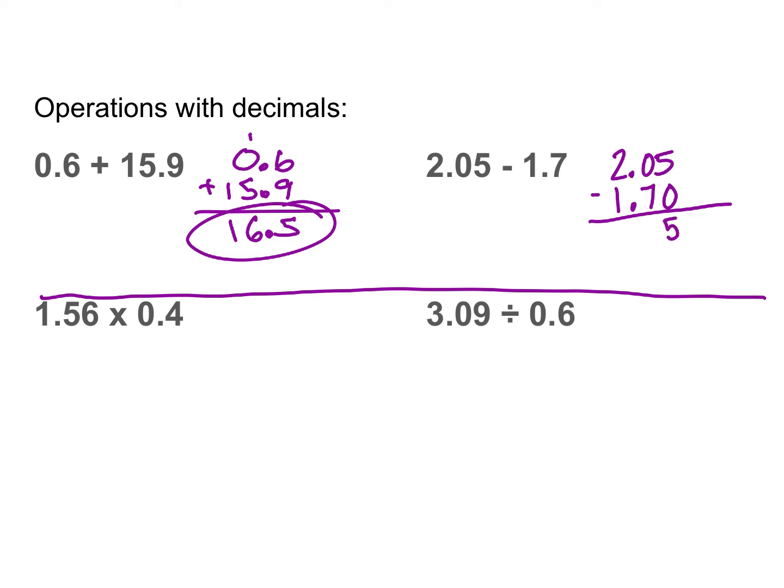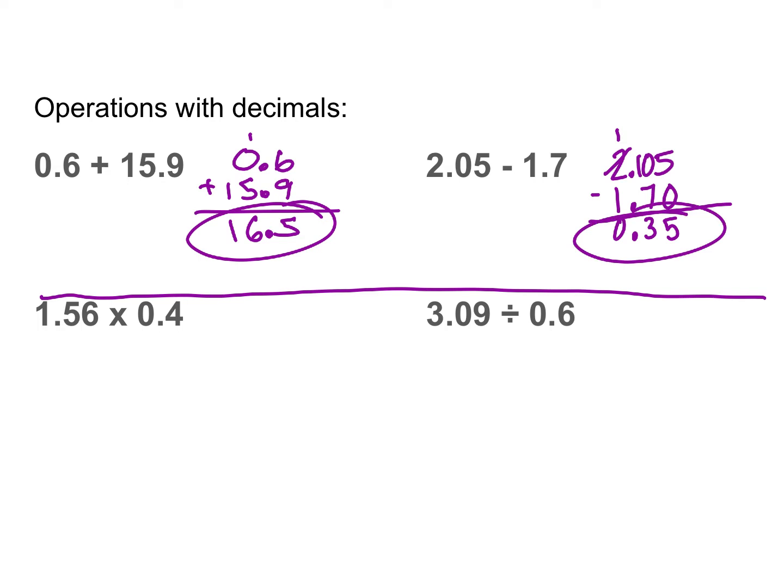I can't do that. So I'm going to borrow from the 1, make it a 10. 10 minus 7 is 3. Ran into my decimal point, so I'll bring it down, and 1 minus 1 is 0. I like to put a 0 in front of a decimal point. It makes the decimal point more obvious.